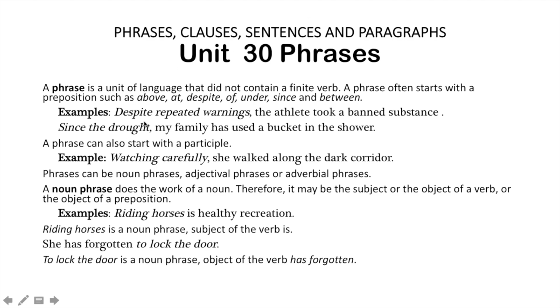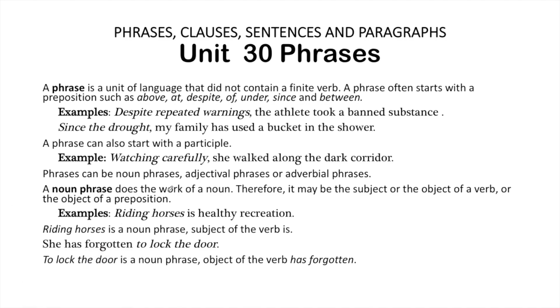A phrase, however, can also start with a participle. An example of this is the second quotation here: watching carefully, she walked along the dark corridor. So again, you've got the information at the beginning of the sentence qualifying the remainder of the sentence here. Phrases can be noun phrases, adjectival phrases, or adverbial phrases, and the examples below describe the difference between all of these. Let's have a look.